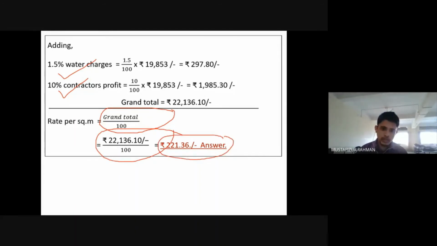We did our calculation for 100 square meter, and then finally, after dividing by 100, we shall get the rate for 1 square meter. Okay, simple.